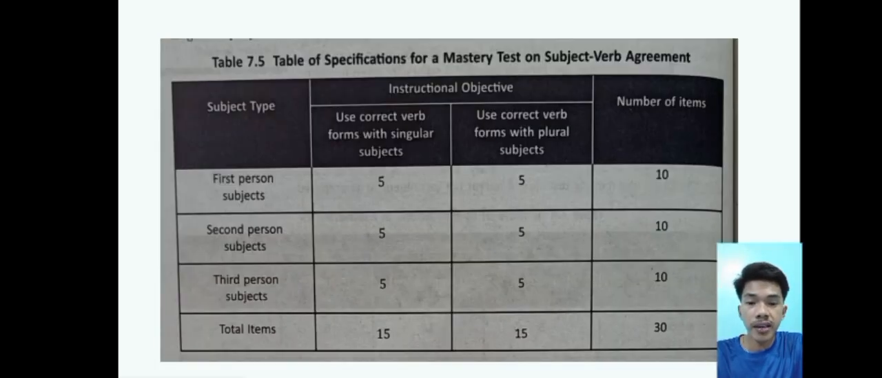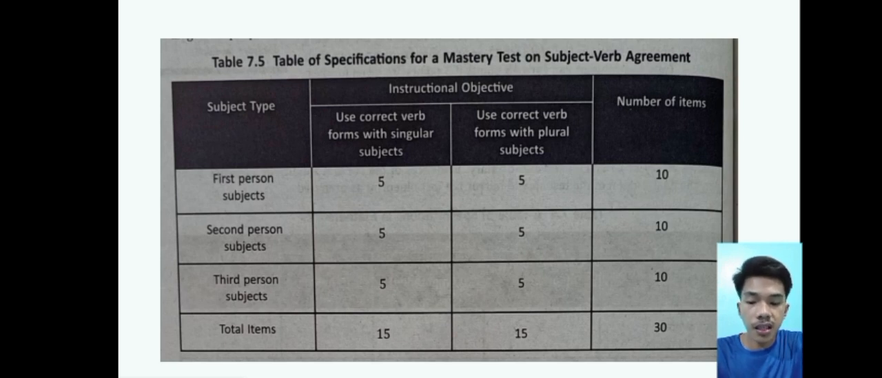Now, finally, we are down to the very last table of specification, and this is the table of specification for mastery tests and subject-verb agreement. This table of specification will cover a wider domain, by Miller, Linn, and Gronlund of 2009. This table of specification for mastery tests and subject-verb agreement is a bit more specific than the mathematics table of specification.